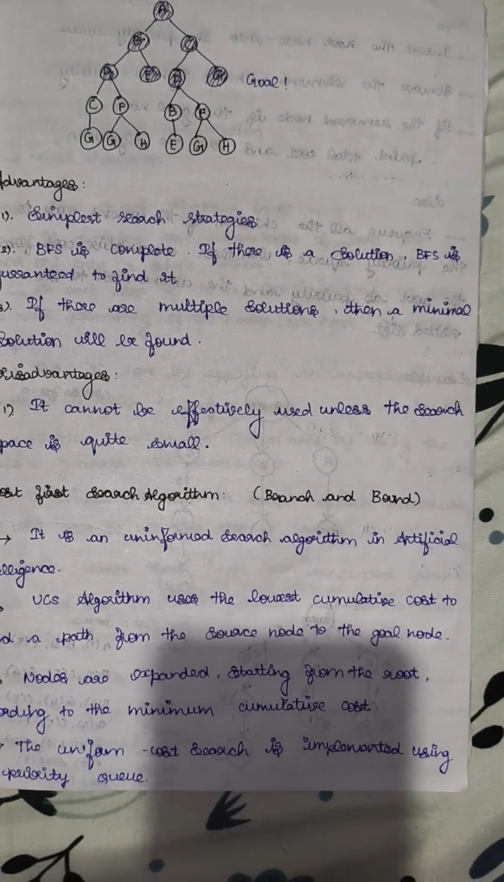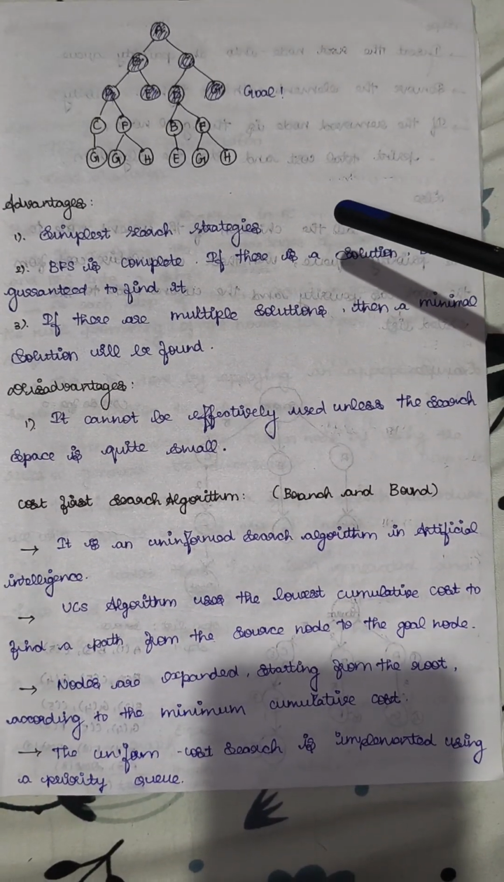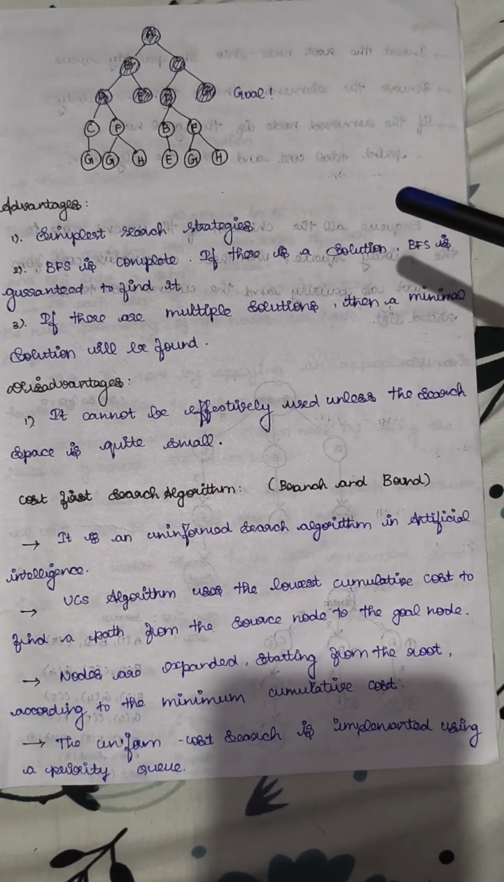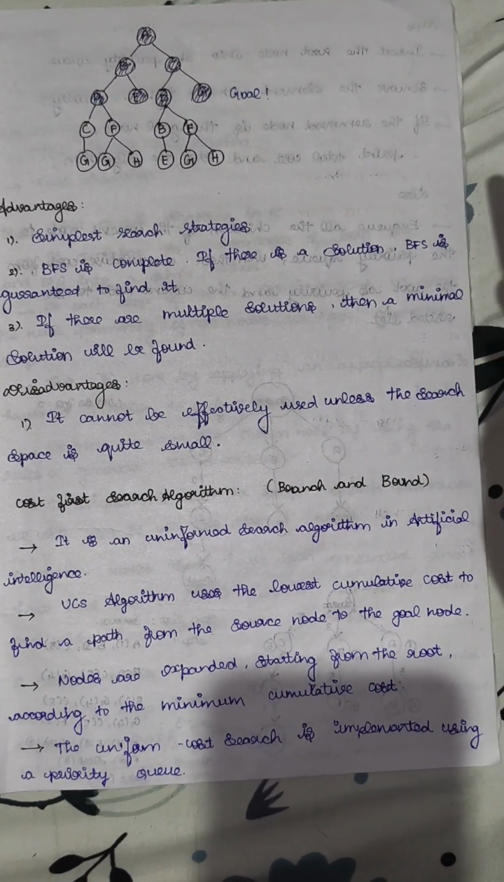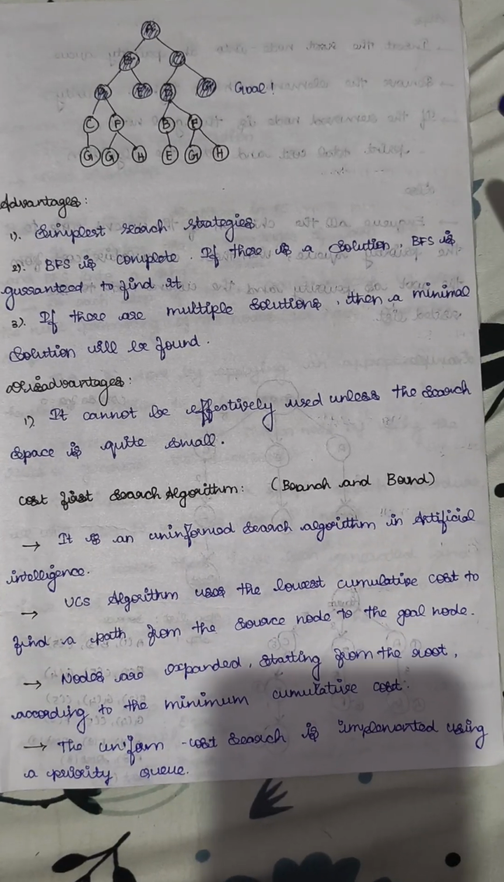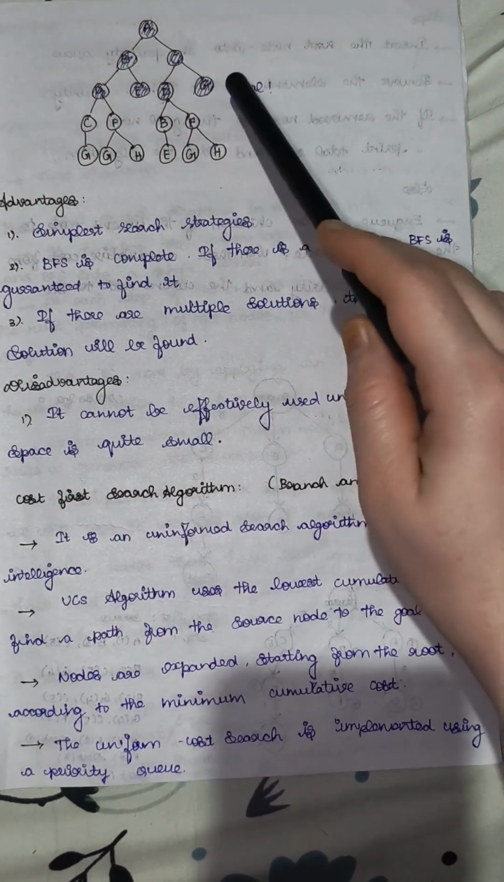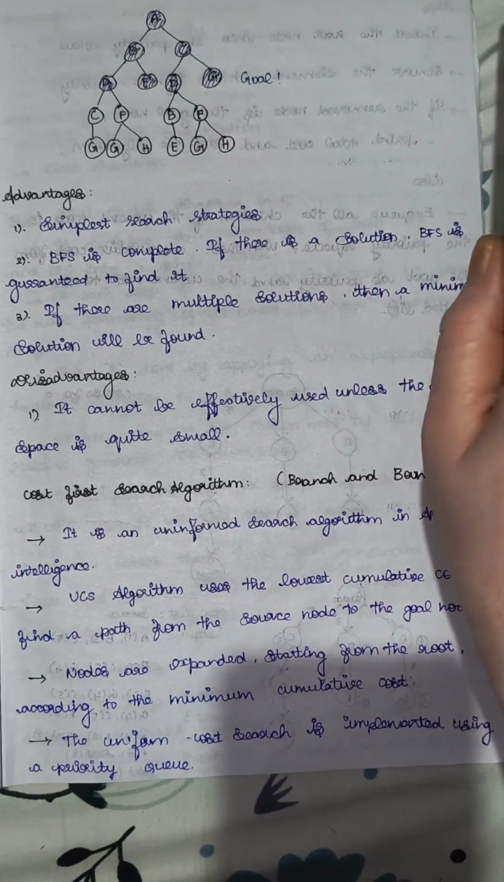And next come the advantages. The advantages are that it is the simplest search strategy, and it gives a complete solution, which is also guaranteed. If there are multiple solutions, then the minimum solution will be found. So if there are multiple routes for G, whatever the minimum route is will be found first.